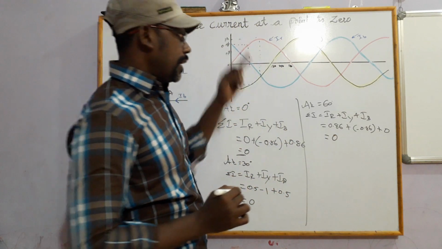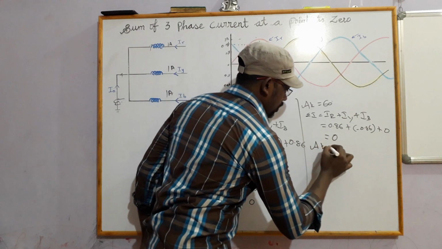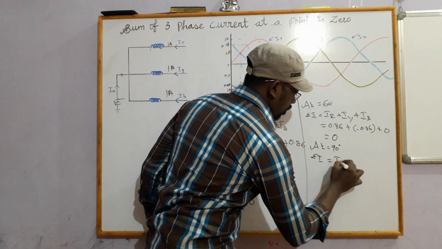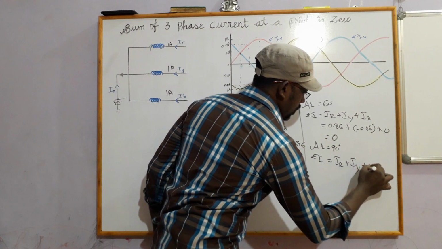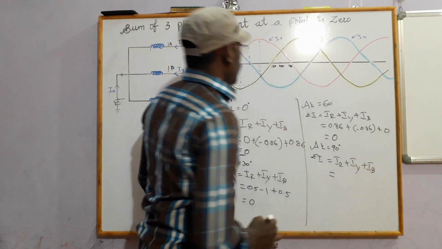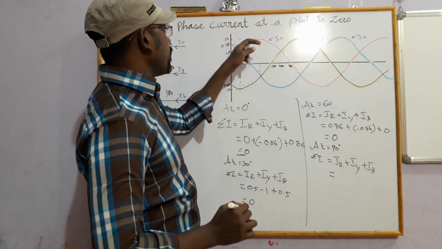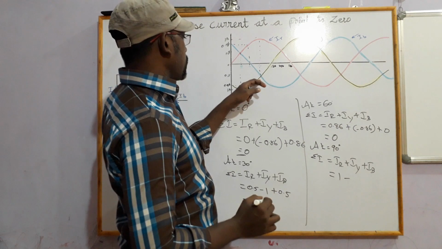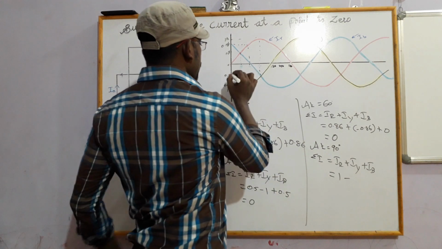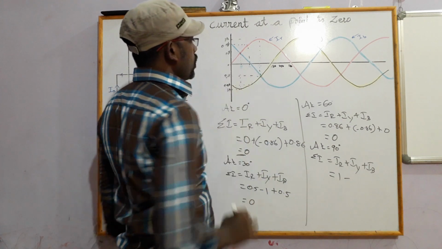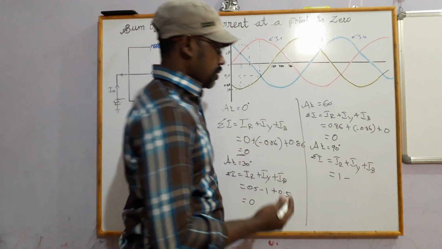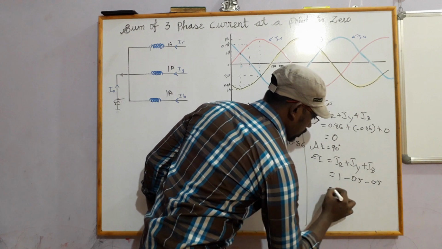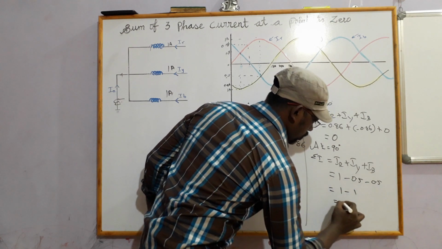Now we can check for 90. At 90, sum of current IR plus IY plus IB. At 90 degree, R phase is maximum, 1. Y phase and B phase are both equal. It is 0.5, but they are in the opposite direction, so it is minus. So 1 minus 1 is equal to 0.